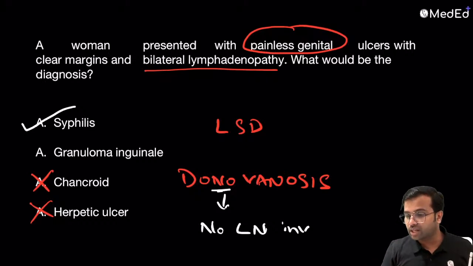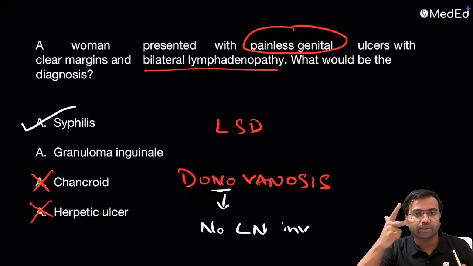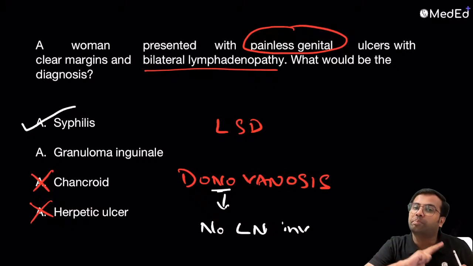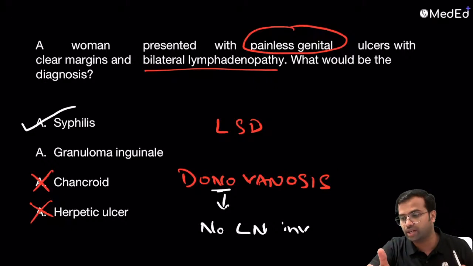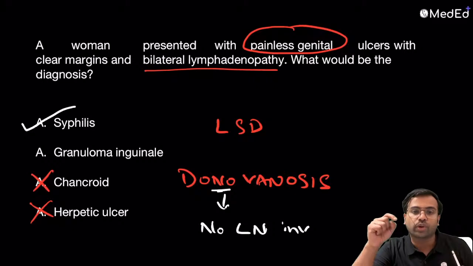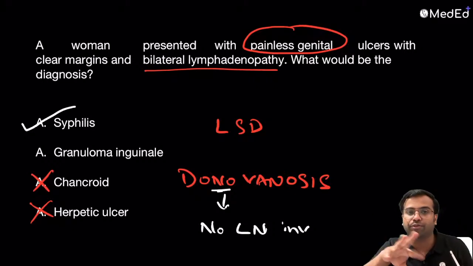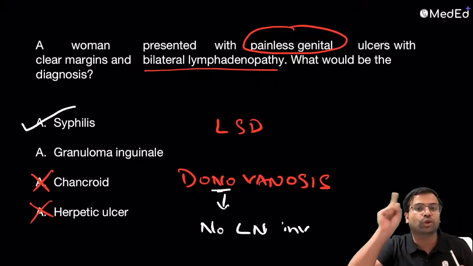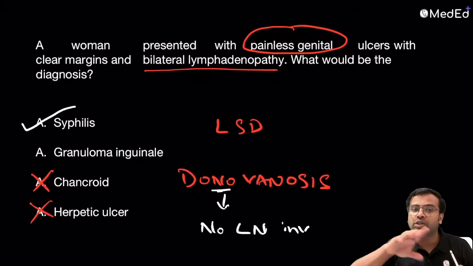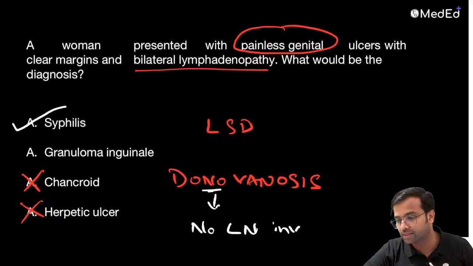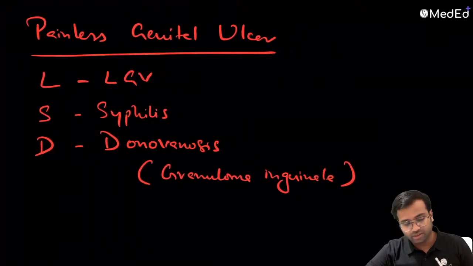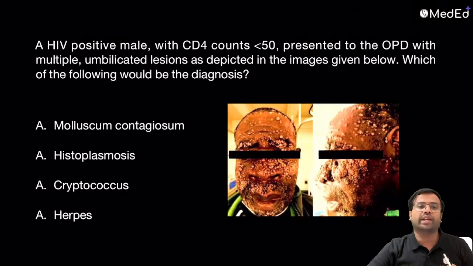So I hope Sharan, Sakshi, Dr. AK, all of you are understanding this point. Whenever you get any MCQ regarding a genital ulcer disease, do the LSD first. Then you can rule out what is the painful genital ulcer and what is painless genital ulcer. And then after that, check for the other clue. So in this MCQ, the clue was bilateral lymphadenopathy. Donovanosis means no lymph node. So here the right answer is going to be syphilis. Clear? Moving to the next one.